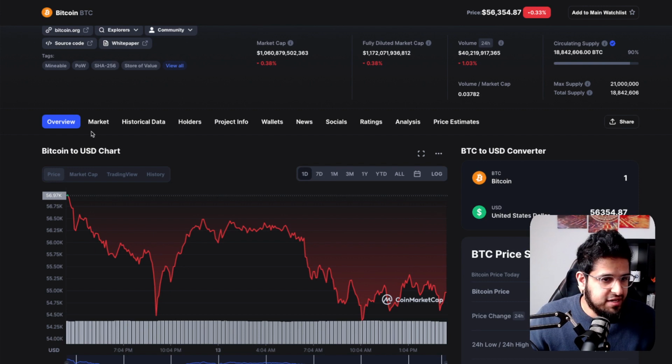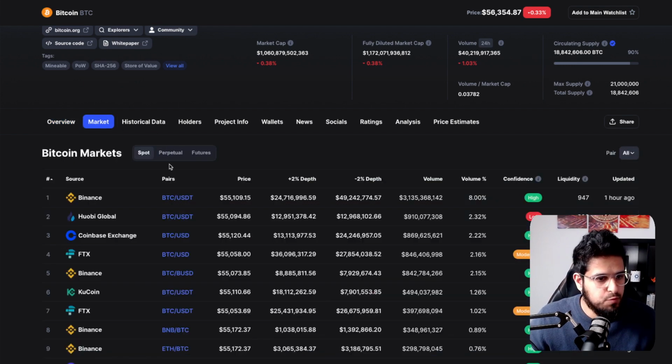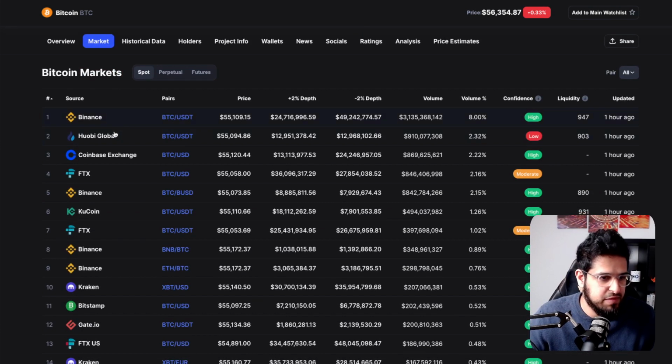Okay, so now let's take a look at some of the tabs which you see at the top here. So overview, we just went through. Let's take a look at market. And in the market, what you'll be able to see are all the exchanges that list this coin. So in this case, Bitcoin, who lists Bitcoin? So we can see Binance lists Bitcoin, Huobi, Coinbase, FTX, etc. You can see all the exchanges that list that coin.